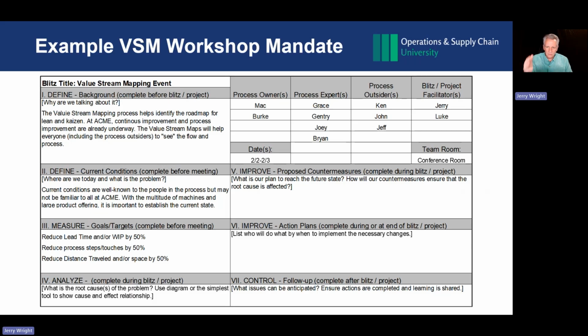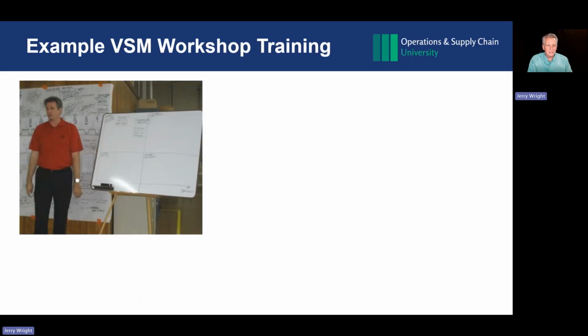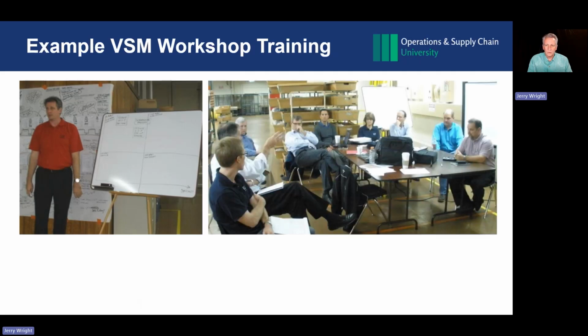So we had the process owners, Mac and Burke. We had the process experts, Grace, Gentry, Joey, and Brian. We had some good process outsiders, Ken, John, and Jeff, and then myself and Luke were facilitating this event. So I started off with value stream mapping training, very similar to what we're doing today. And there was the whole group. We did this production training on the factory floor, so very real.